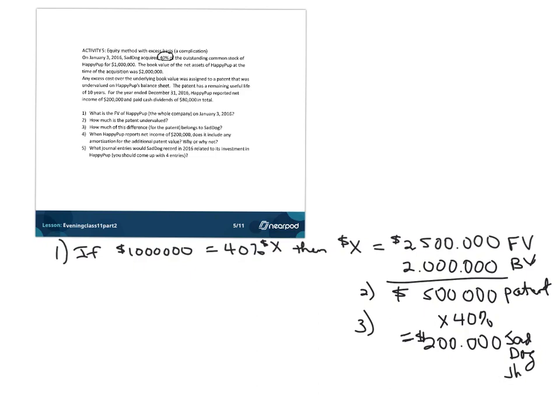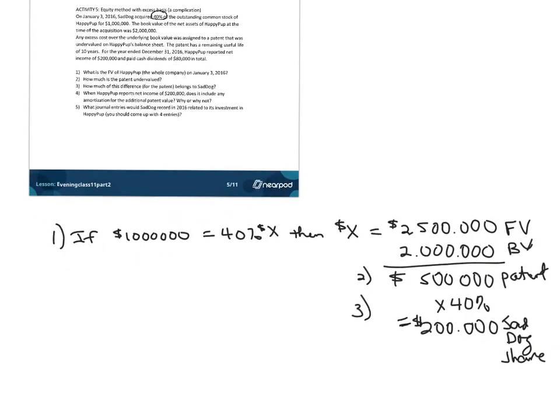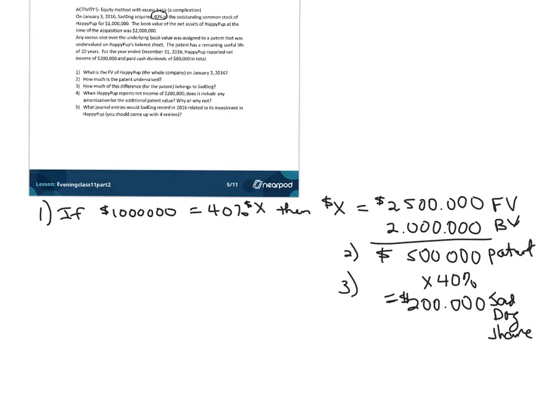That's the Sad Dog share, if you will, of the whole thing. So then there's a question that says, when Happy Pup reports net income of $200,000, did that $200,000 include any amortization of the additional patent value? It's not a trick question. It's really a question written to make you think.